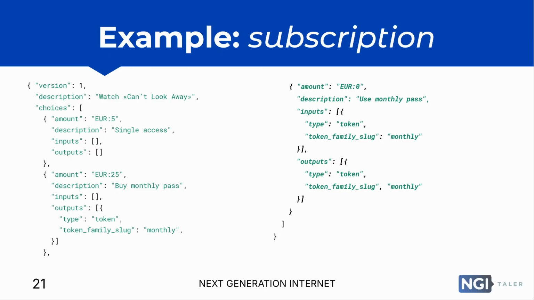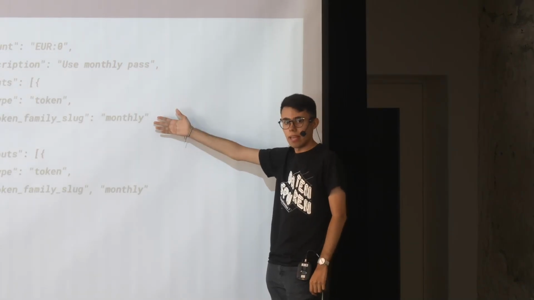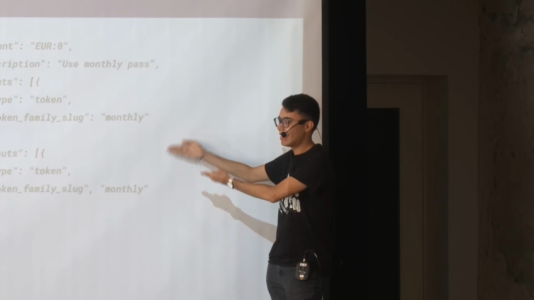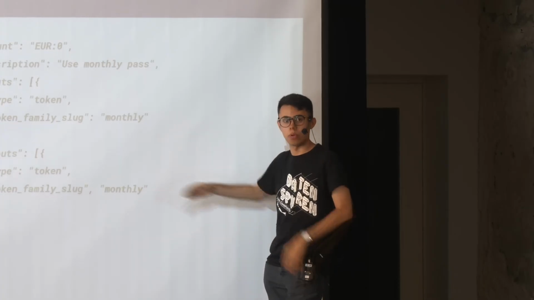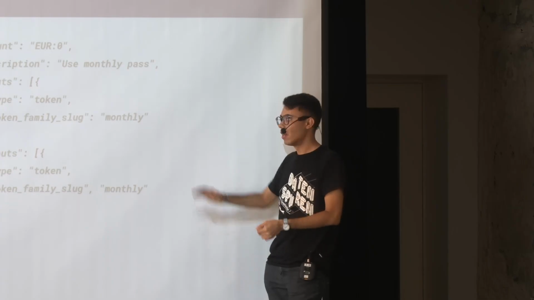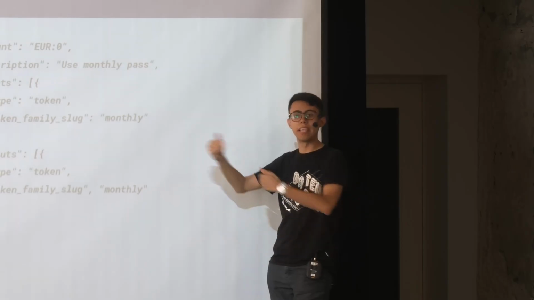But here we have a very special choice, which is 0 euros, but I need my monthly subscription as an input. And as an output, I'm getting another identical subscription token. This is what I explained. So every time you want to watch a movie, you will pay with your monthly pass, and you will get another back that is unlinked from the previous one.